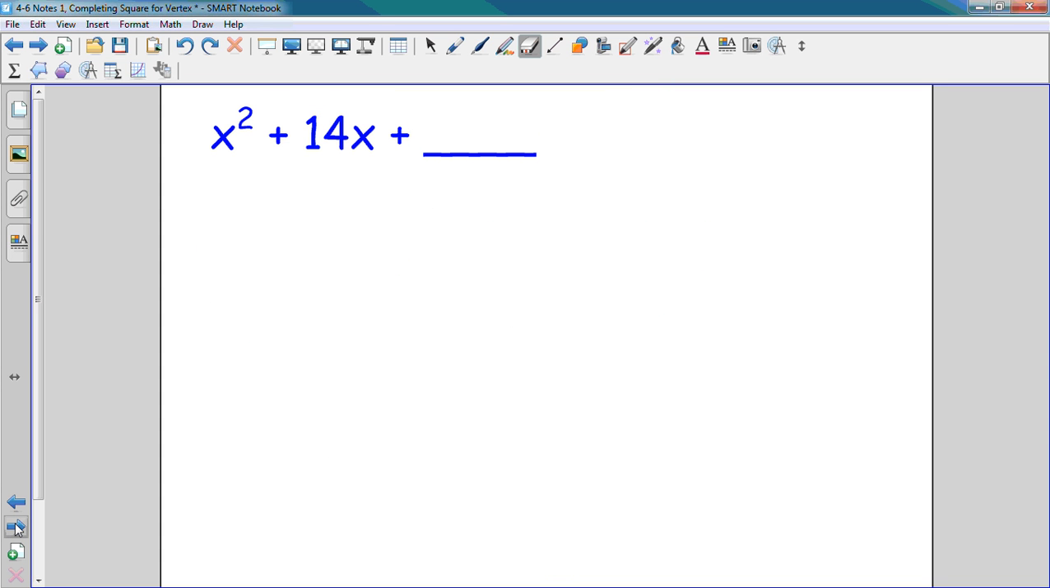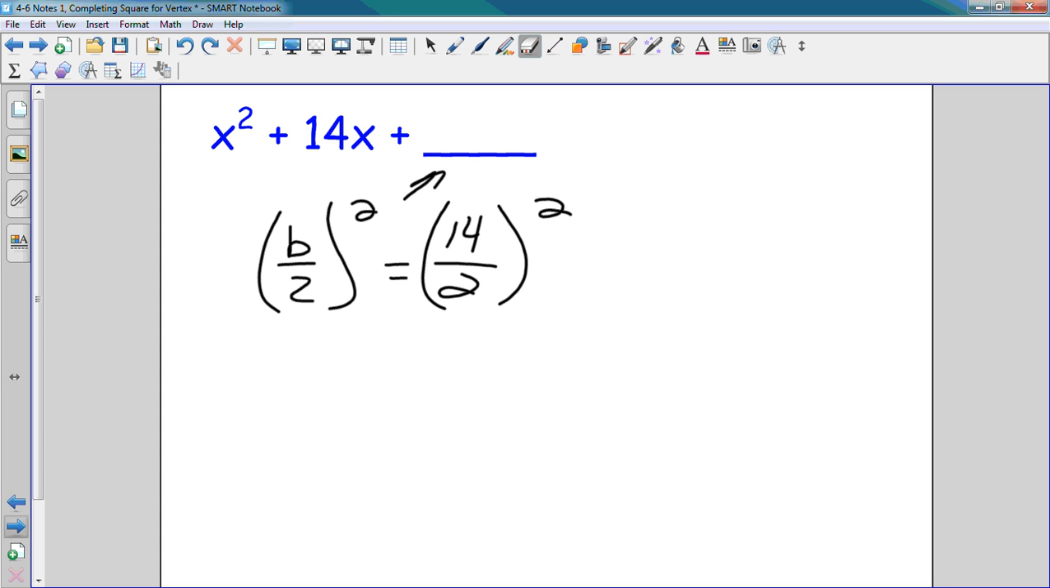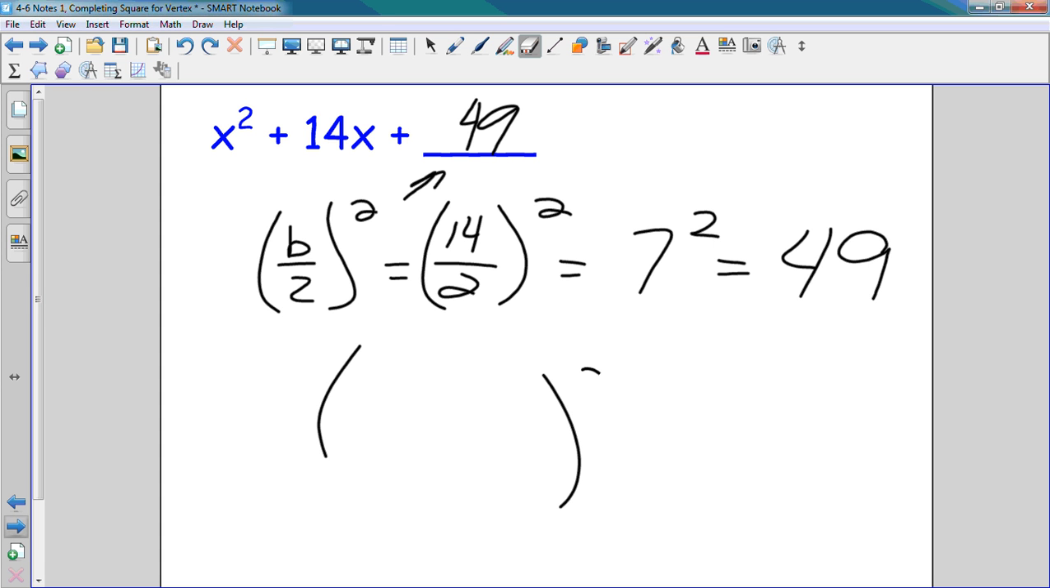Let's do another one. How do I get that blank? Divide by 2 and squared. Right, b divided by 2 squared gives me the square part. So I take 14, divide by 2, squared, 7 squared, 49. Put in your 49. Now, how do I write it in William form? Take your b term, whatever it was that you divided by 2, which is 7, and put it in here.